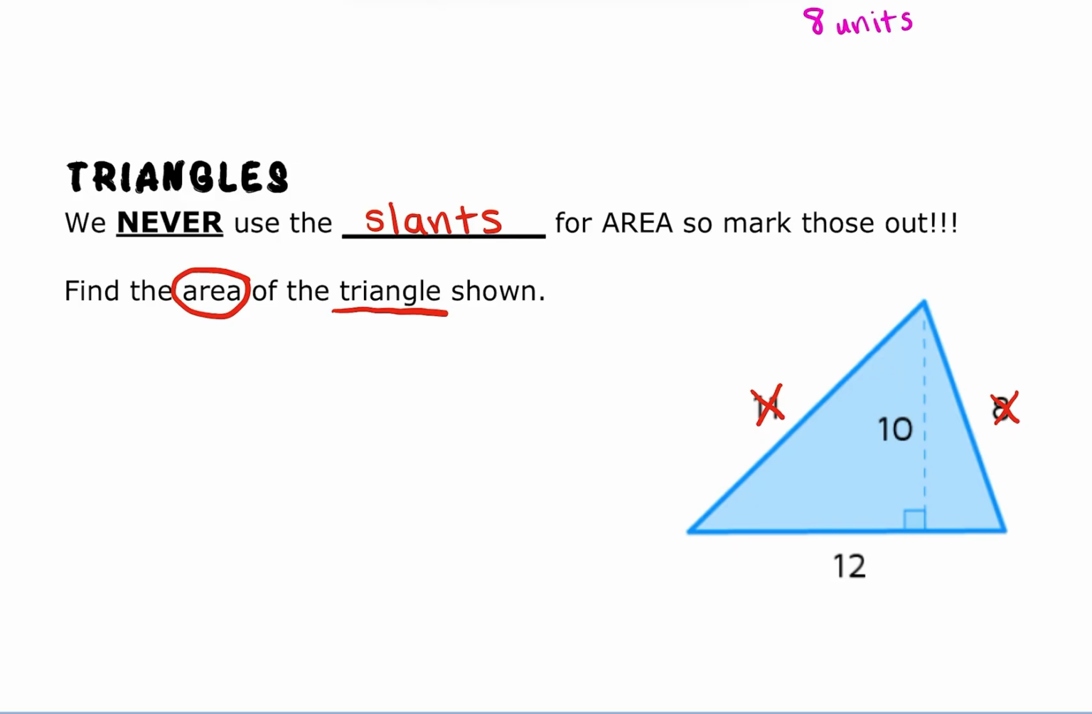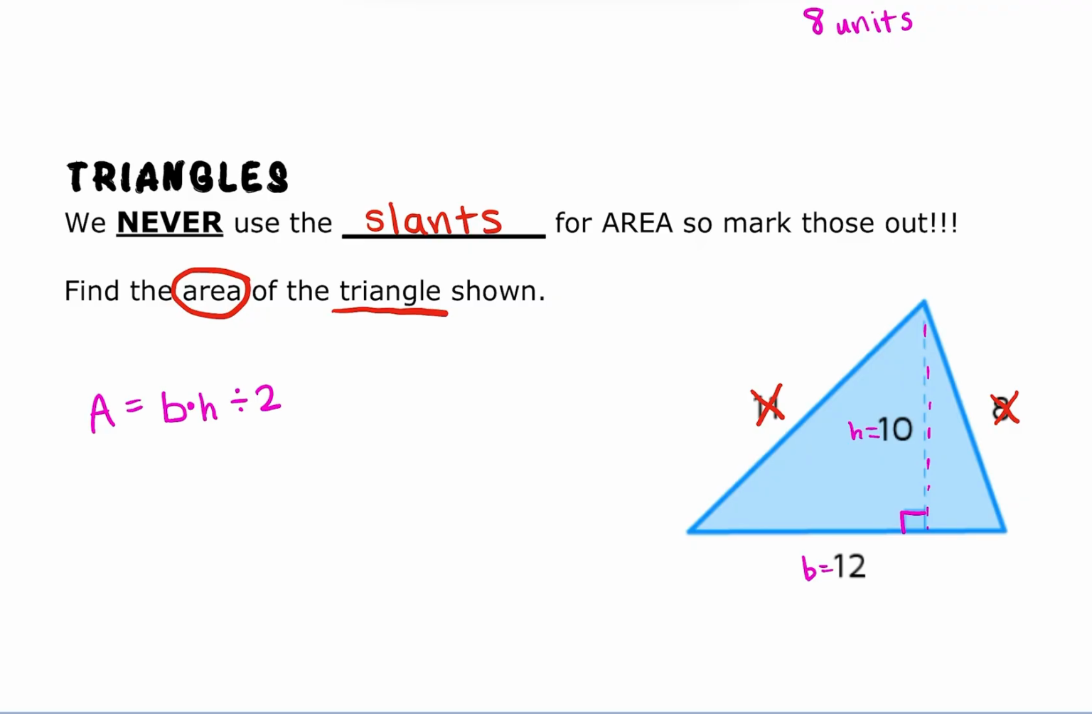So go back to the front and let's write down our formula. So we have A equals BH divided by 2, because we changed the 1/2, and we know between the B and the H is multiply. So I need a base and a height. So which one's my base? The 12, good. And then my height, remember, we can find the dotted line or the right angle. So 10 is my height.